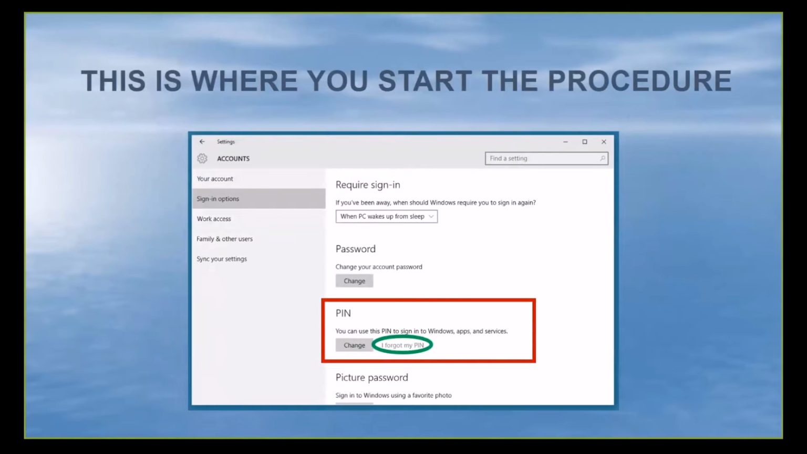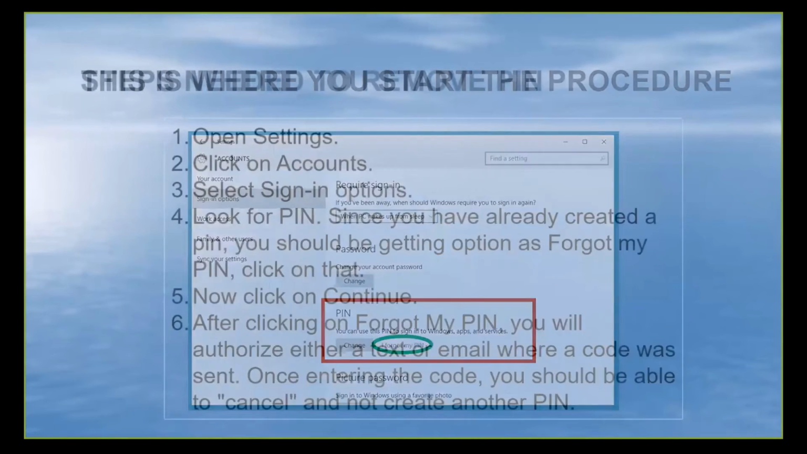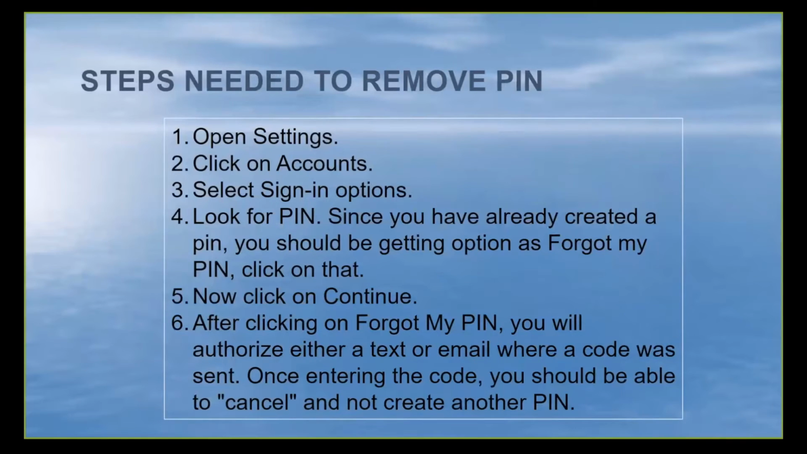This is where you start the procedure if you want to remove having a pin. You go to I forgot my pin and you click on it. Here are the steps you're going to need to remove the pin. Remember, I said it's not easy. Yeah, it really should be an off switch, and you just turn that off, and the pin goes away. But they don't have that.